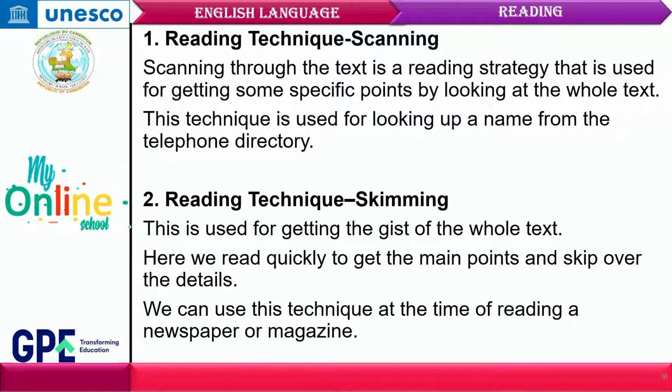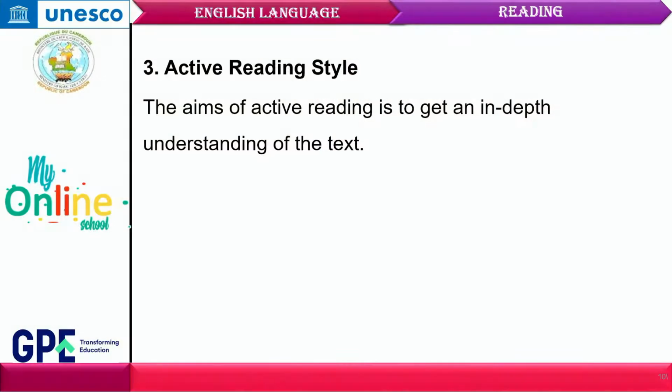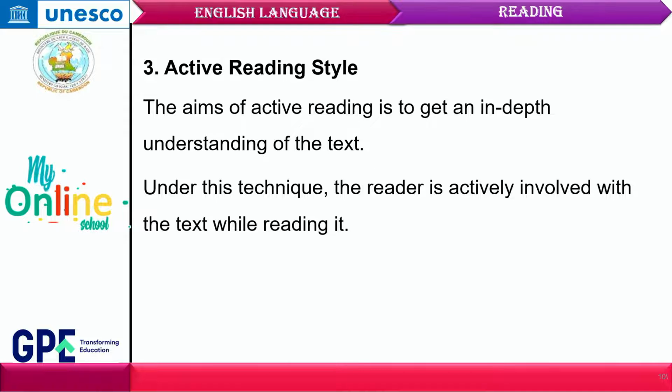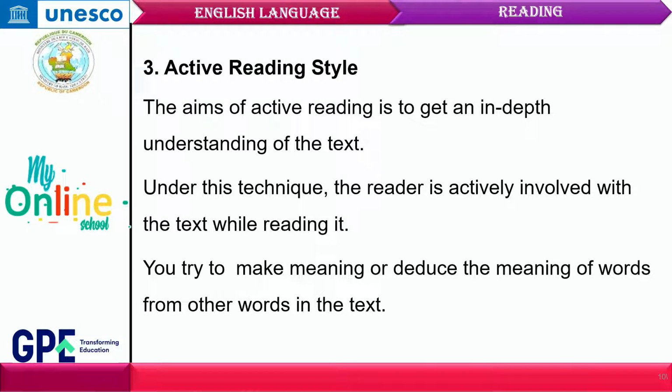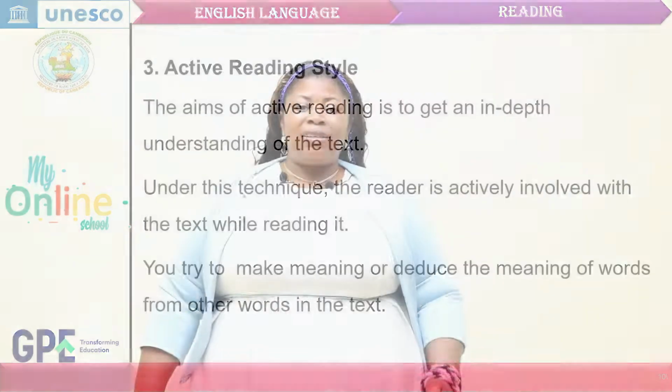The next technique of reading is active reading style. Here, the aim of active reading is to get an in-depth understanding of the text. You understand each word. Under this technique, the reader is actively involved with the text while reading it. You want to know the details of each word, the meaning of each word in context. You deduce meaning of words from other words in the text.